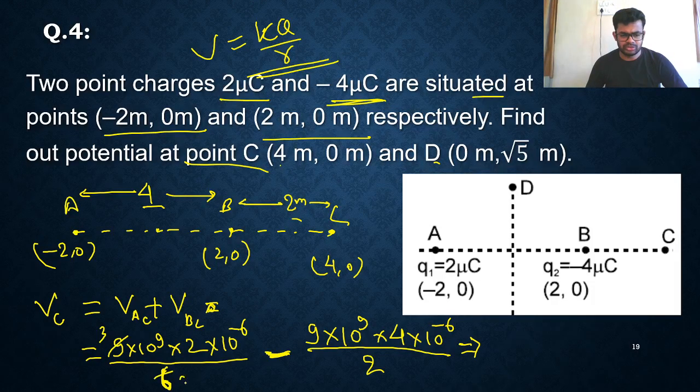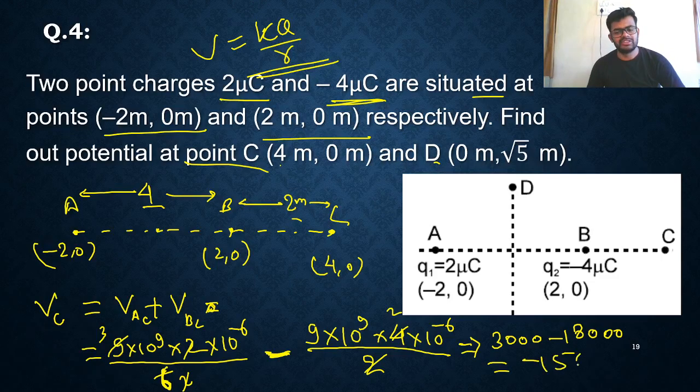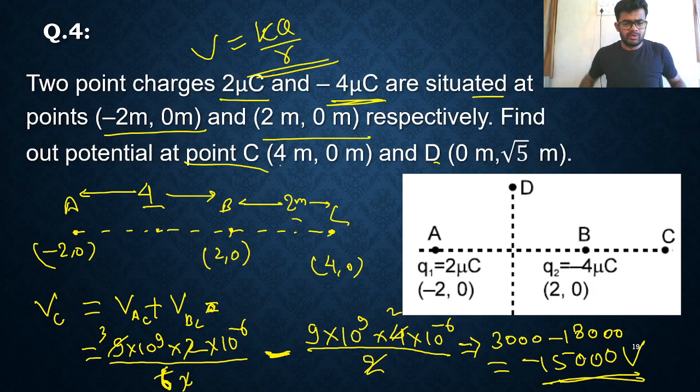Finally, what you are going to get here, so let us cancel this. This is 3 times, this is 2 times, 2 cancel. So directly you are getting 3 into 10 raised to 3, 3000, minus 9 into 2, 18,000. So 3000 minus 18,000 volt. Directly you are getting minus 15,000 volt. So this is the answer for point C. So potential at point C you are getting minus 15,000 volt, right? All of you remember the value of K. You remember the formula V equals KQ by R. That's all, my dear friends. This is a very simple thing, and all of you need to remember.